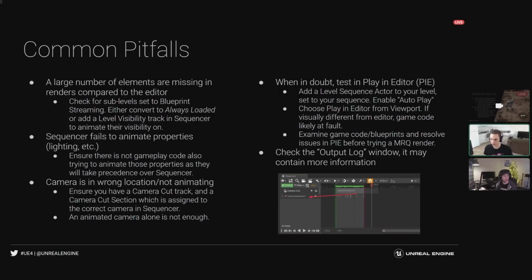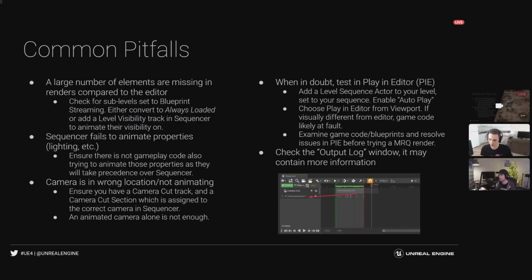If you see that sequencer is failing to animate some properties like the lighting or some values on some characters, it's often that there's gameplay code that is fighting with sequencer. Sequencer will evaluate a value, and then there's some gameplay code that you've written that is trying to reassign that value. So it ends up looking like sequencer is just not animating some of those properties. You'll need to go in and look at your gameplay code and see if there is something there.